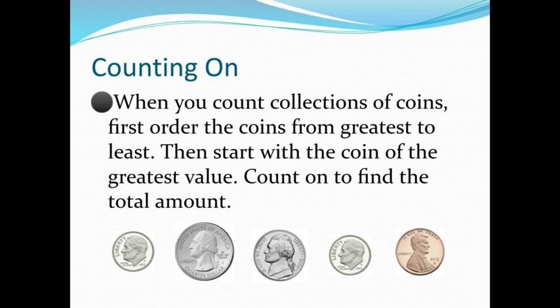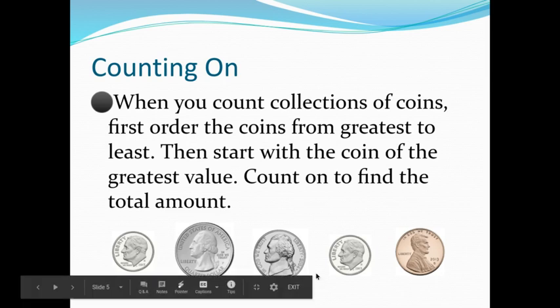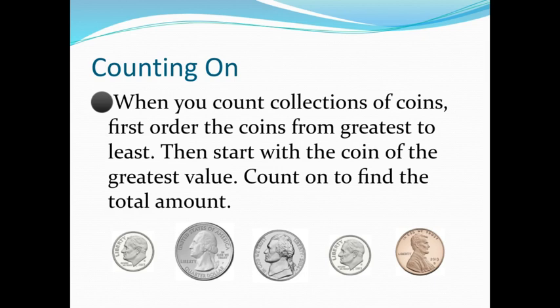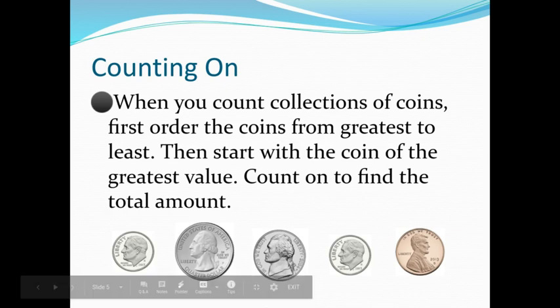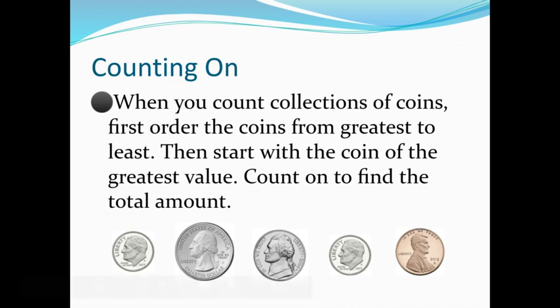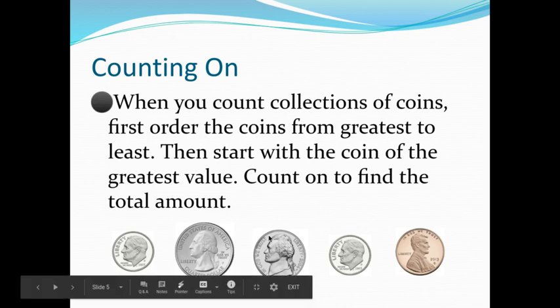Remember when I talked on Monday about counting on, and we're counting coins? We'll always count coins from the greatest to the least value. So if you look at our coins, we've got 2 dimes, a quarter, a nickel, and a penny. Which coin do you think would have the greatest value that we should start with? You're right. The quarter has the greatest value. So if we were counting these coins, we would start with the quarter, and then we would move on to the dimes, followed by the nickel, and finally the penny.